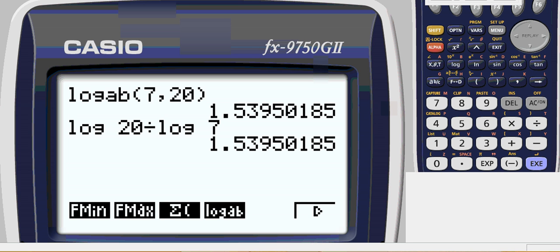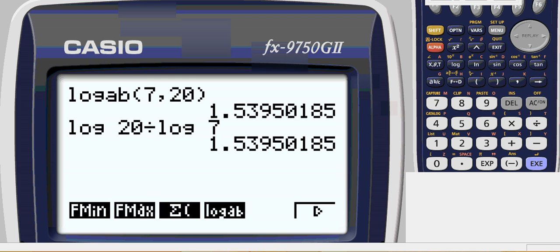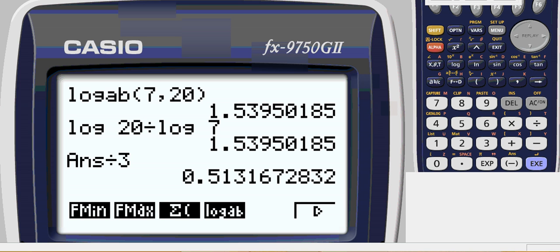So no matter which way you type it in, that's the top of our equation, log base 7 of 20. Divide that by 3 to get our final answer. So our answer, rounded to the thousandths place, 0.513.